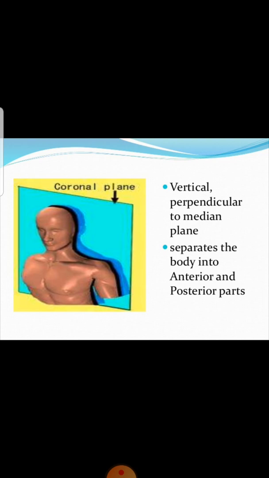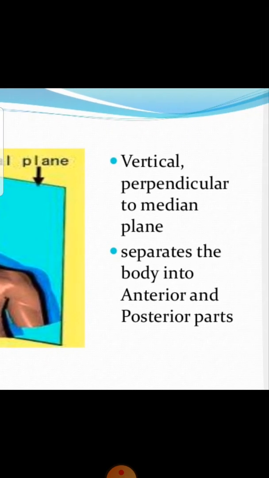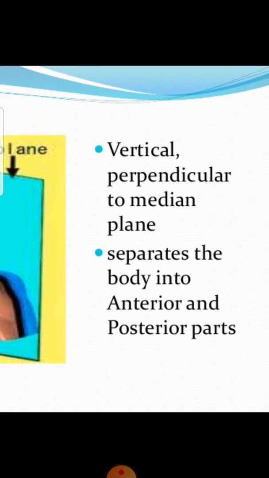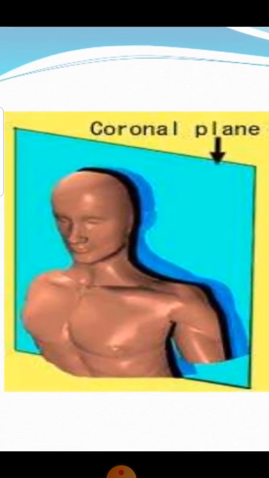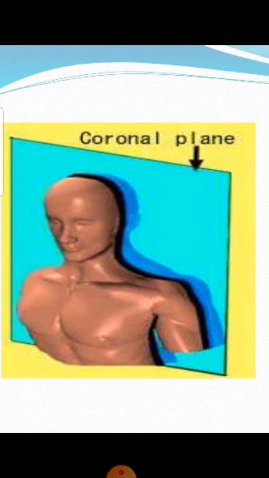And this plane is perpendicular to the median plane. So the point to remember here is that this plane is separating the body into anterior and posterior parts. So we can use the term anterior for the front side and posterior for the back side as well. All you need is to keep these images in mind so that it gets easier for you to learn.